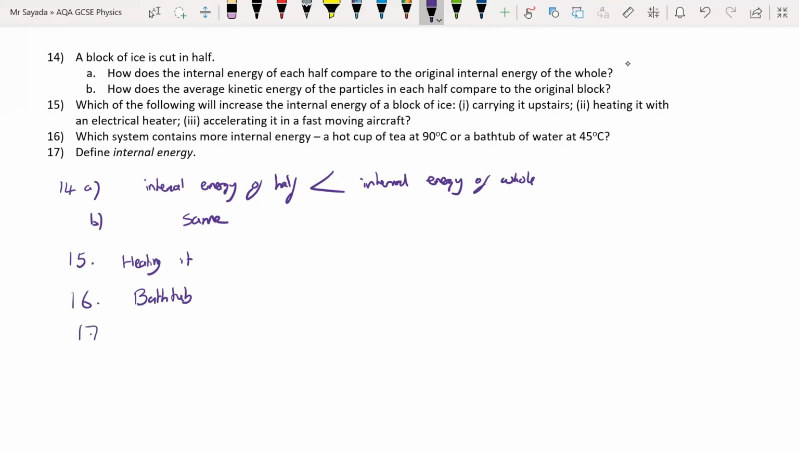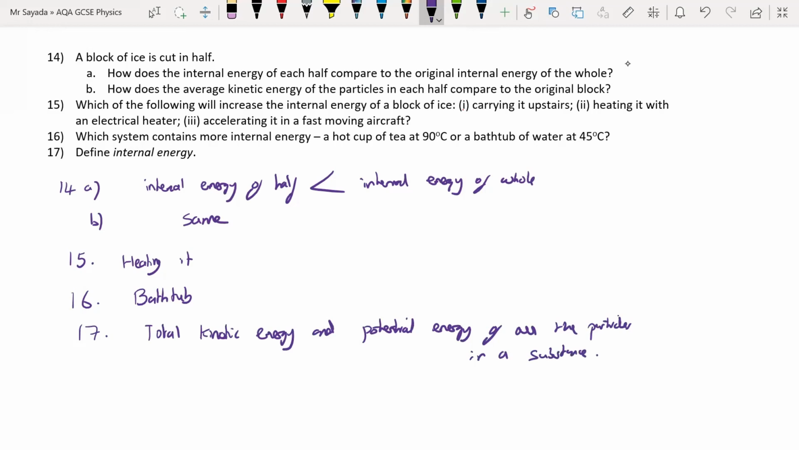And finally, define internal energy. That's probably going to be the most common question you can get asked. It's the total, let's write it fully, kinetic energy and potential energy of all the particles in a substance. You could also say sum instead of total.